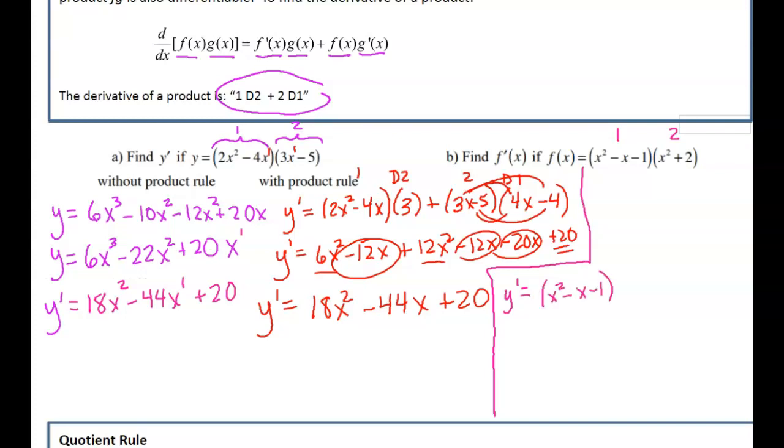On an AP test, they will never specify which rule you have to use. This question would not be given if they wanted you to use a product rule though, okay? So 1 and then d2, so that derivative would be 2x, 1 d2, and then 2, and this one's not actually terrible to multiply out, and then d1 is another power rule, and then minus 1.